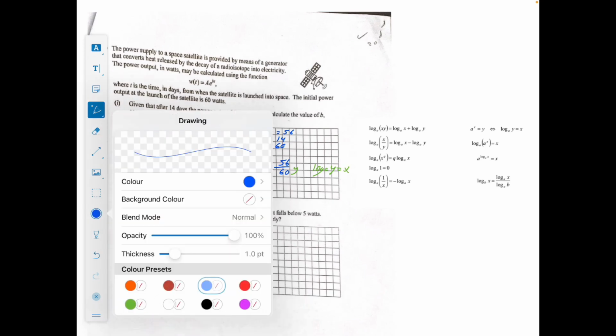Okay, so we're going to write that as log to base a of y is equal to x. So we have log to base e of 56 over 60 is equal to 14b. I don't want 14b, I just want b, so I'm going to divide it by 14. So we have log to base e of 56 over 60, divided by 14, is equal to b. So b is equal to... we wanted 3 decimal places, so I'm going to pop down to my calculator.